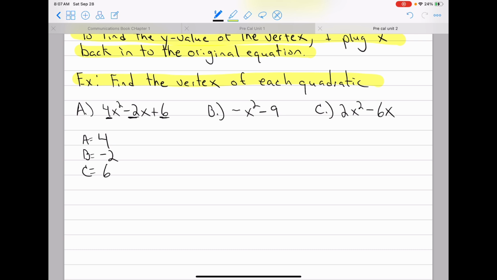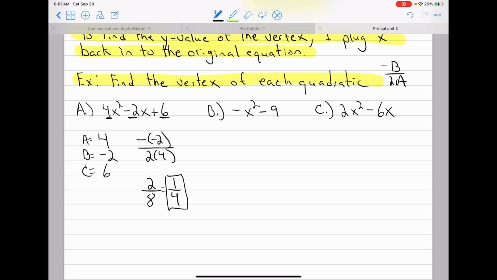So if I know that, now I know the vertex. I'm just going to write it over here so we can see. Remember, it is negative b over 2a. That's the vertex. So I'm going to do negative b, so negative 2 over 2 times a. Right? So that becomes positive 2 over 8. So the vertex becomes, what is that? 2/8, which is 1/4.